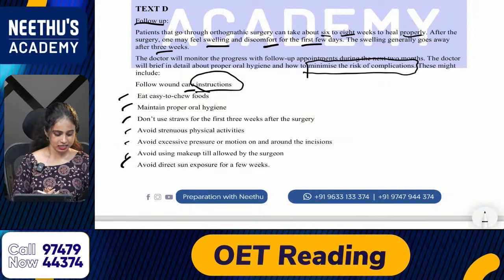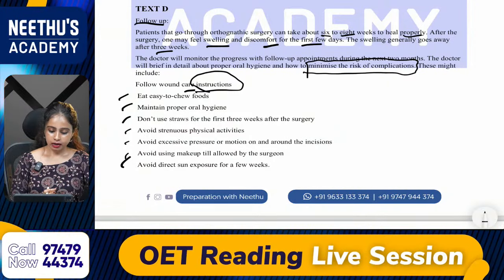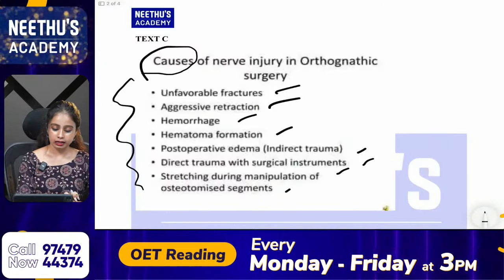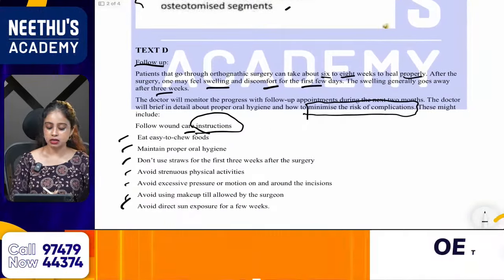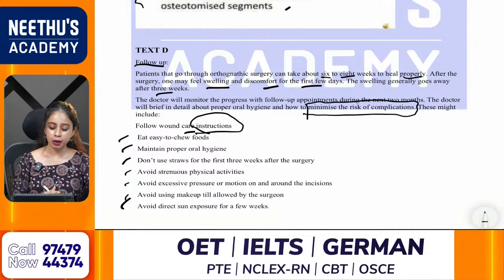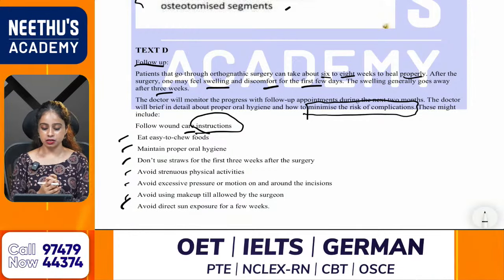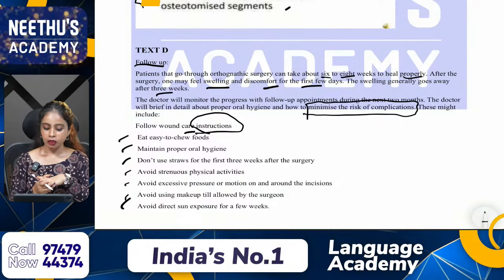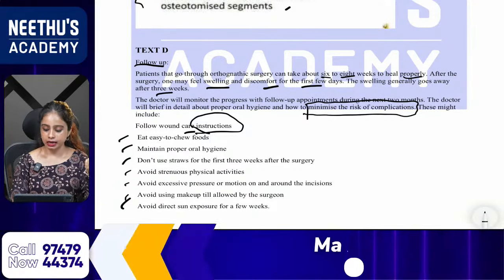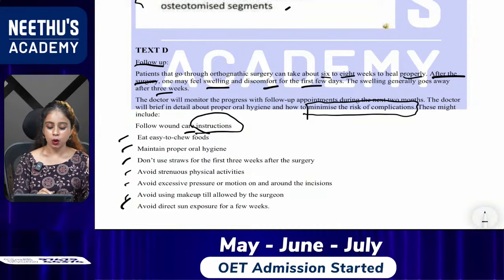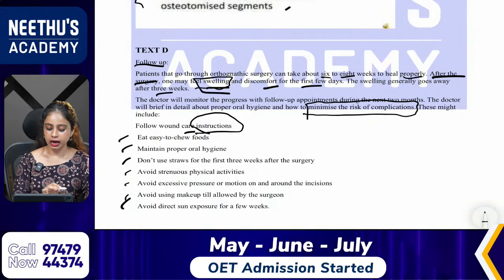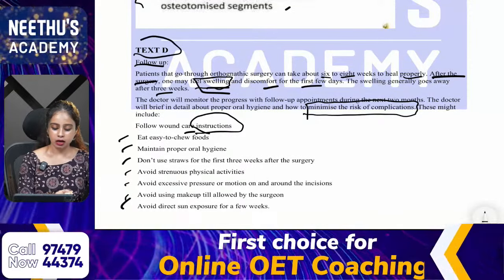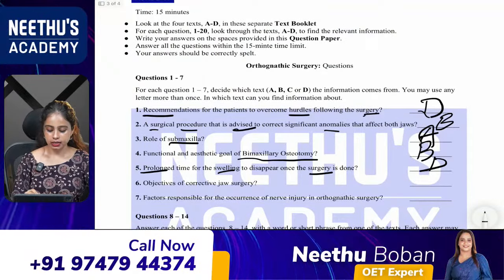Reshma, good afternoon. So we are in this fifth question and the answer is from text D. See the first paragraph: patients who go through orthognathic surgery can take about 6 to 8 weeks to heal properly. After the surgery, one may feel swelling and discomfort for the first few days. So that answer is from text D.